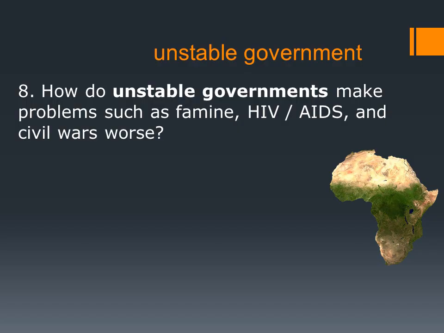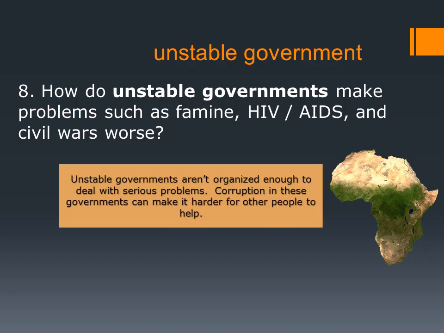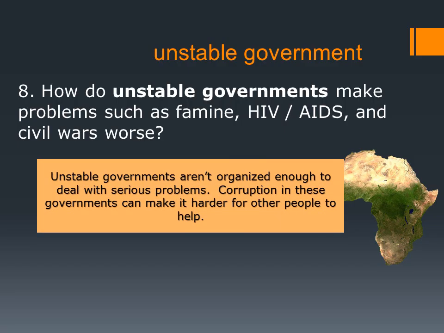How do unstable governments make problems such as famine, HIV/AIDS, and civil wars worse? Well, unstable governments are not very well organized. They're not very effective, so they have a lot of trouble dealing with serious problems like diseases and civil wars and famines. In addition to that, you often have corruption when you have unstable governments, and of course, government corruption can make it a lot harder for people from the outside to help because aid supplies will be stolen, money will be stolen, and so forth.